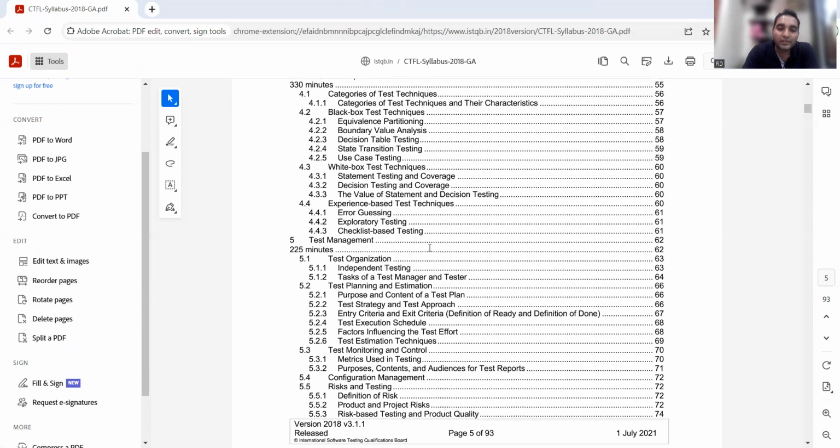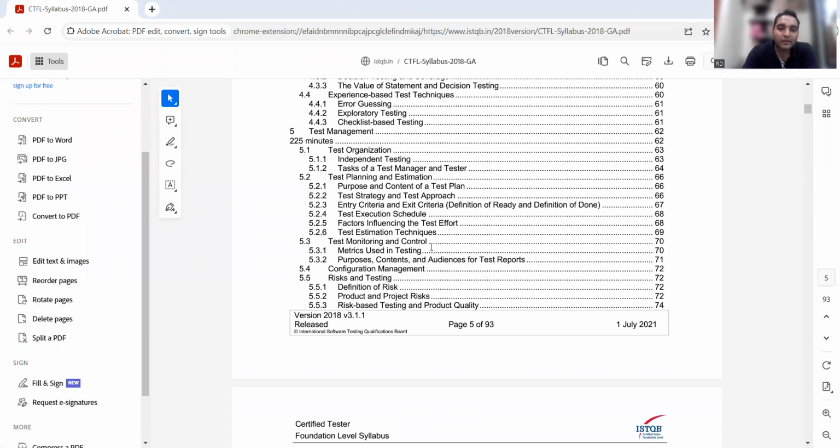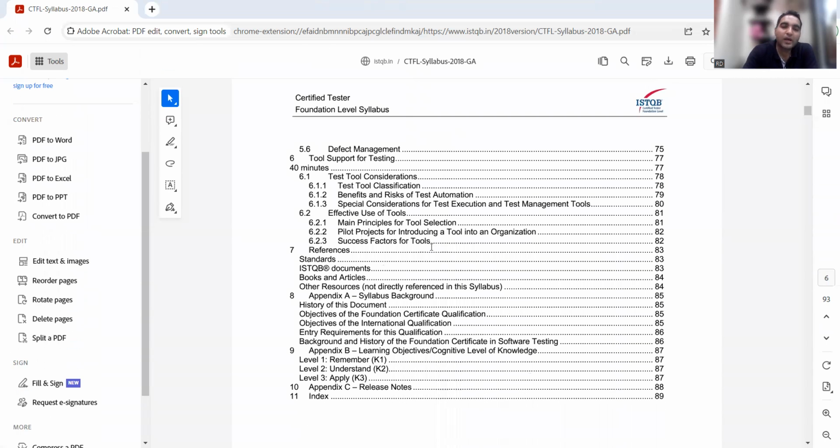Okay. Then test management tools, test planning, estimation, right? Risk and testing, configuration management, defect management, right? So these are all the topics that you can expect in the ISTQB certification. Okay. Now we will also see a few of the FAQs that the maximum of the candidates generally ask.